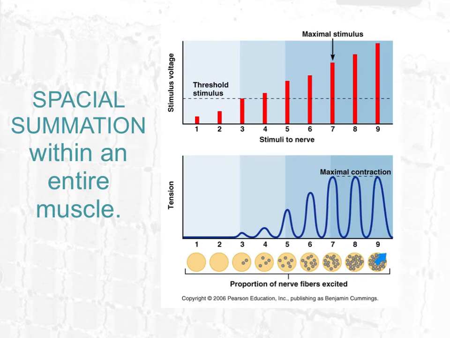So you do get to a point where you can recruit more and more fibers, but it's not going to add to the amount of contraction because there is a maximum. But recruiting more fibers gives more contraction. More nerve fibers are excited, more muscle fibers are contracting, and you get a bigger effect.